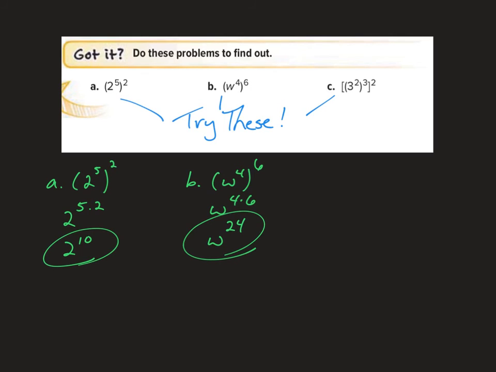And then last but not least, C, we've got 3 squared to the third, squared. So that looks a little bit more complex, but all we do still is we just multiply all of our exponents. So that would mean we would have 3 to the 2 times 3 times 2. And 2 times 3 is 6, 6 times 2 is 12. So our final answer is 3 to the 12th.